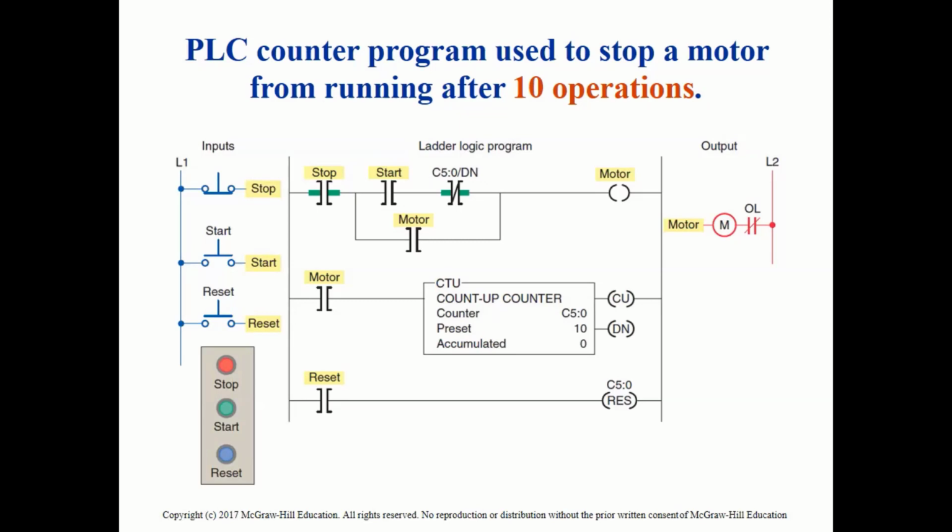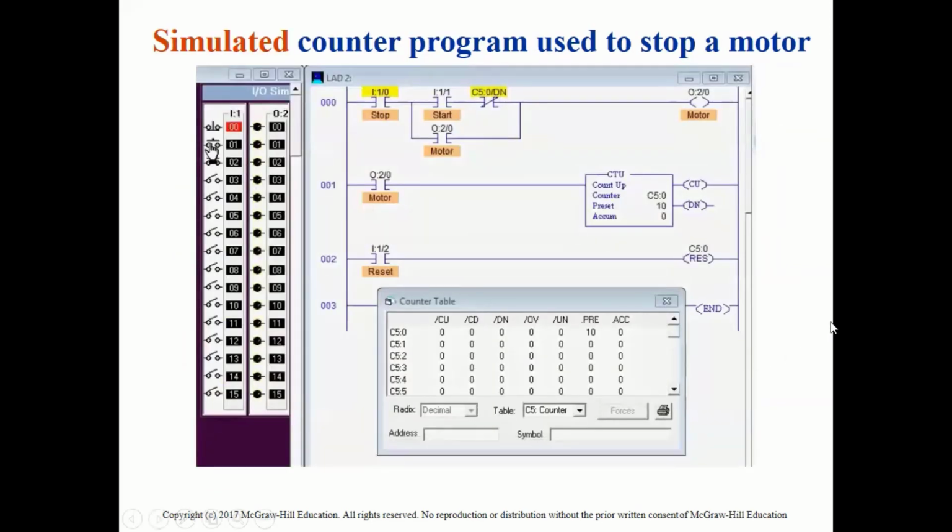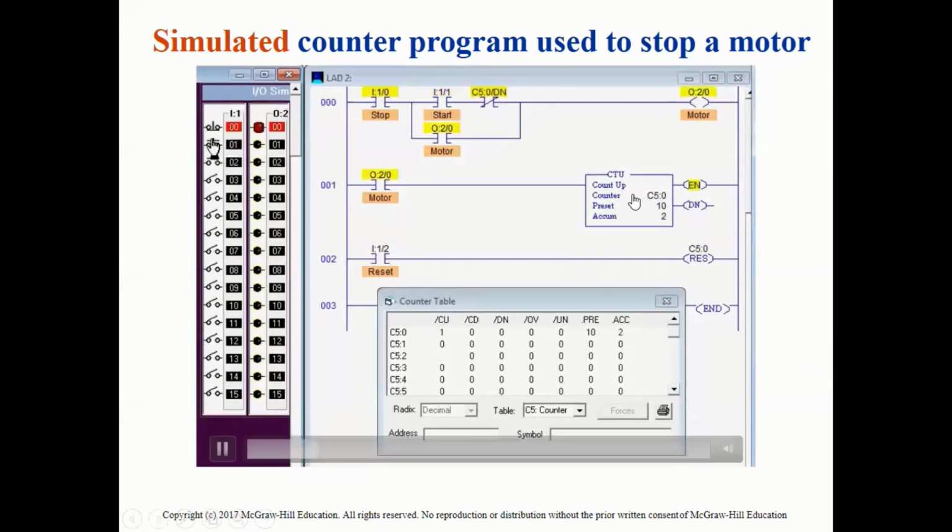All right, a PLC program counter to stop a motor from running after 10 operations. So you want that motor controlled by this counter to only run 10 operations, whatever that might be, and then you want it to stop or reset. Counter is counting up. Motor is flashing in every step. You can see the counter table, and at count 10, it will reset back to 0. In this case, manual reset with input 2.